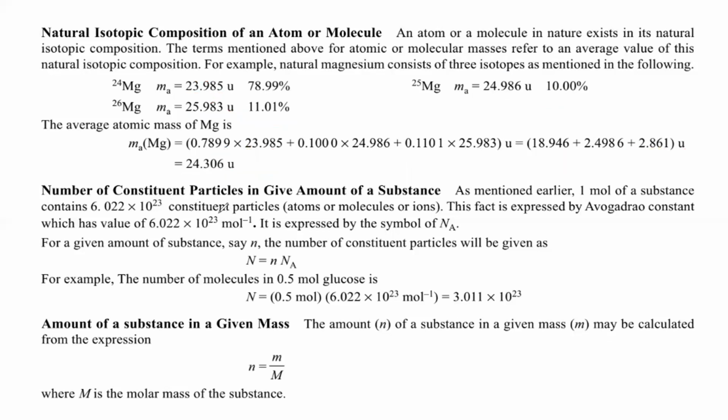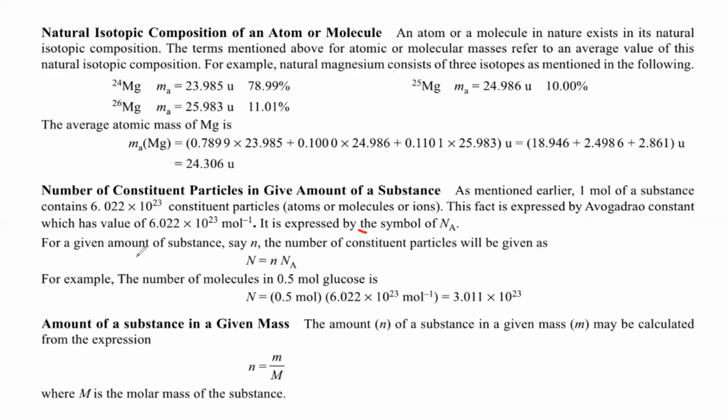Similarly, next concept: number of constituent particles in a given amount of substance. As mentioned earlier, 1 mole of a substance contains 6.022 × 10^23 constituent particles, atoms or molecules or ions. This fact is expressed by the Avogadro constant for a given amount of substance, which has a value of 6.022 × 10^23 mol⁻¹. It is expressed by the symbol N_A. So N_A represents the Avogadro number.